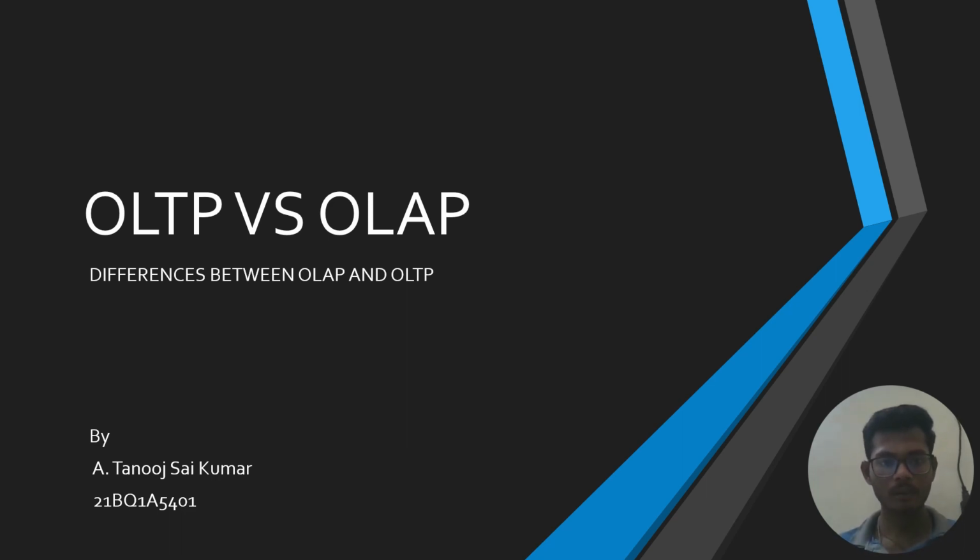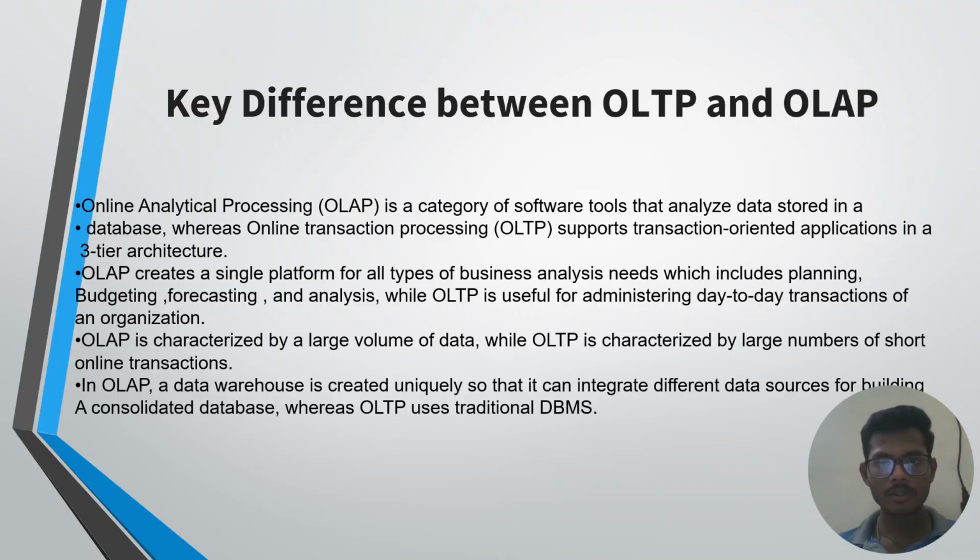Now I am going to explain the differences between OLAP and OLTP. Now we will see the key differences between OLTP and OLAP. Online analytical processing, also known as OLAP, is a category of software tools that analyze data stored in a database, whereas online transaction processing (OLTP) supports transaction-oriented applications in a three-tier architecture.